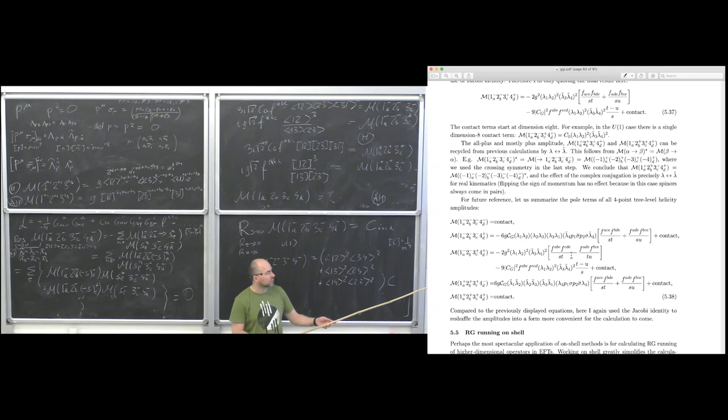What are the usages of that? Probably the best usage so far is for doing the RG calculations. You can calculate the running of the Wilson coefficients using this kind of language, which introduces immense simplification compared to the usual Feynman diagram calculations.